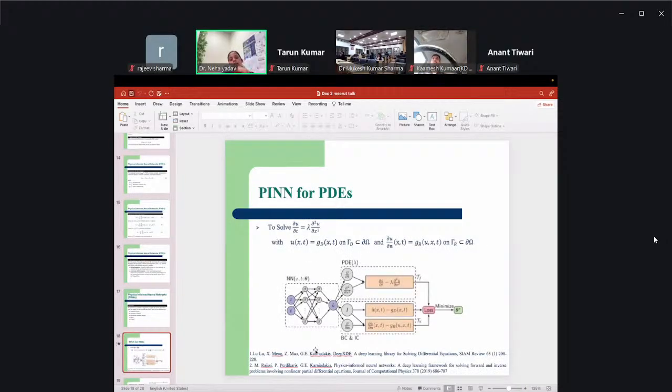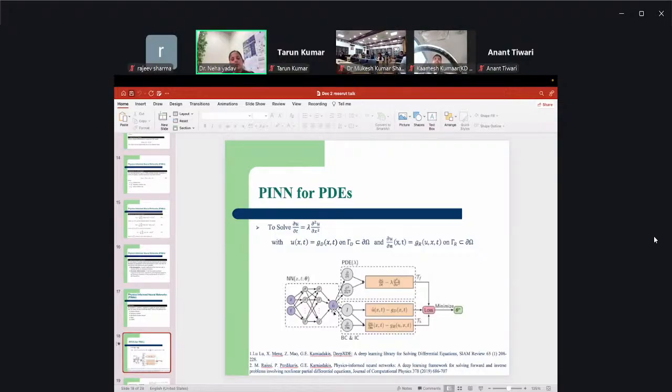Now we can understand PINNs with respect to a particular partial differential equation, which is del u over del t equals lambda del squared u over del x squared, together with initial and boundary conditions. It is very clear from this figure. First, we generate a set of collocation points, the spatial points and the temporal points. We feed them into the neural network and compute the neural network output, which is represented as u cap.